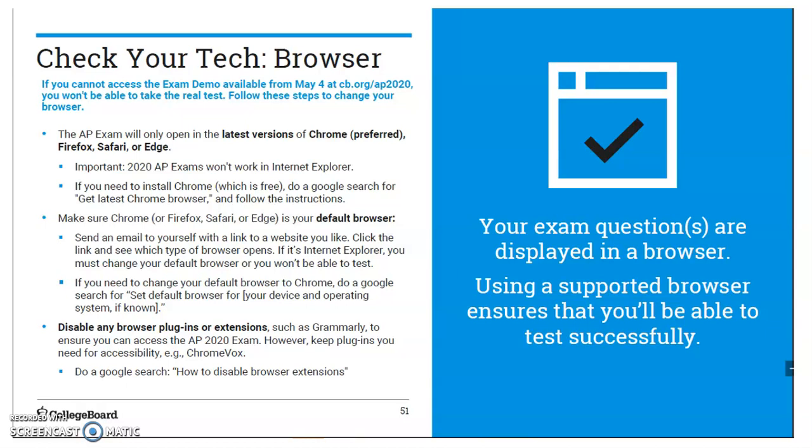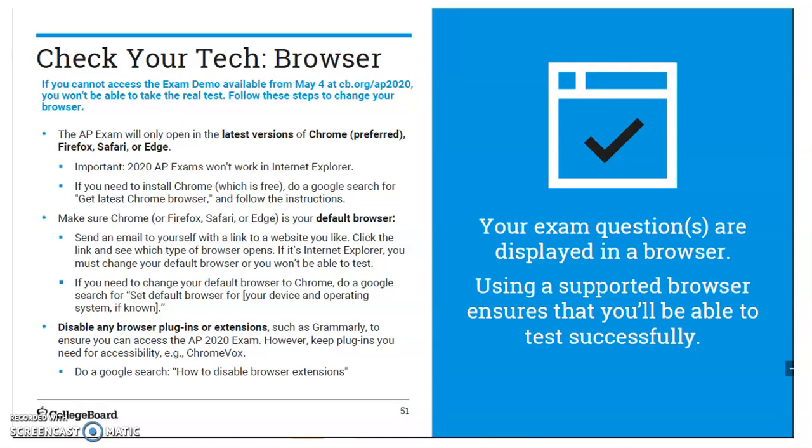Okay, send an email to yourself with a link to a website you like. Click the link and see which type of browser it opens. If it's Internet Explorer, you must change your default browser. You won't be able to test. And that's just a quick and easy test to tell which one's your default browser. If you need to change your default browser to Chrome, do a Google search for Set Default Browser for your device and operating system, if you happen to know those. Okay, and you will find directions that you can use.